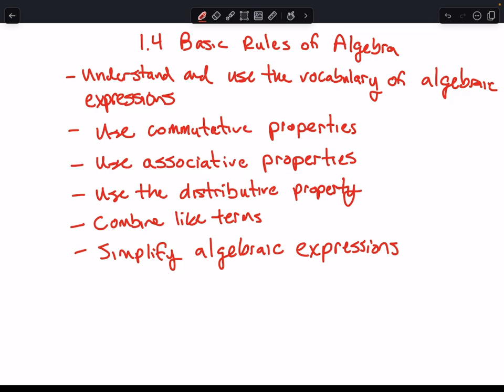In this video, we will be discussing Section 1.4, Basic Rules of Algebra. In this section, we will understand and use the vocabulary of algebraic expressions. We will use commutative properties, we will use associative properties, we will use the distributive property, we will combine like terms, and we will simplify algebraic expressions. Let's get started.